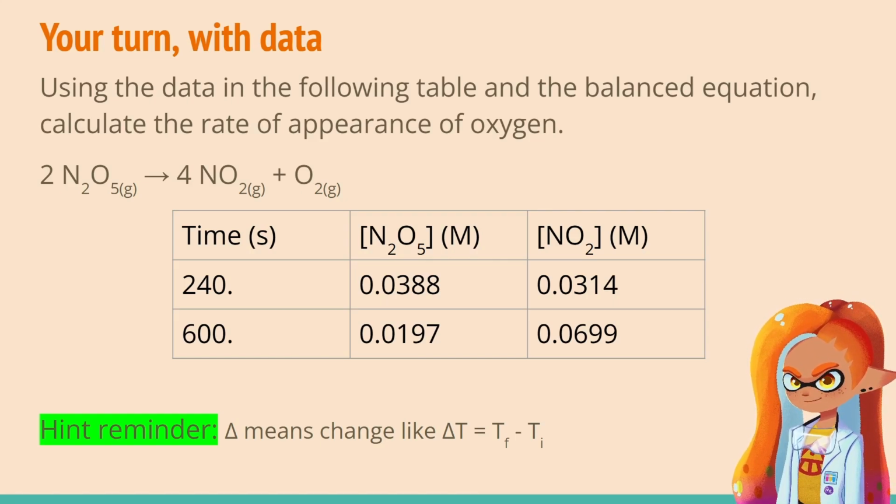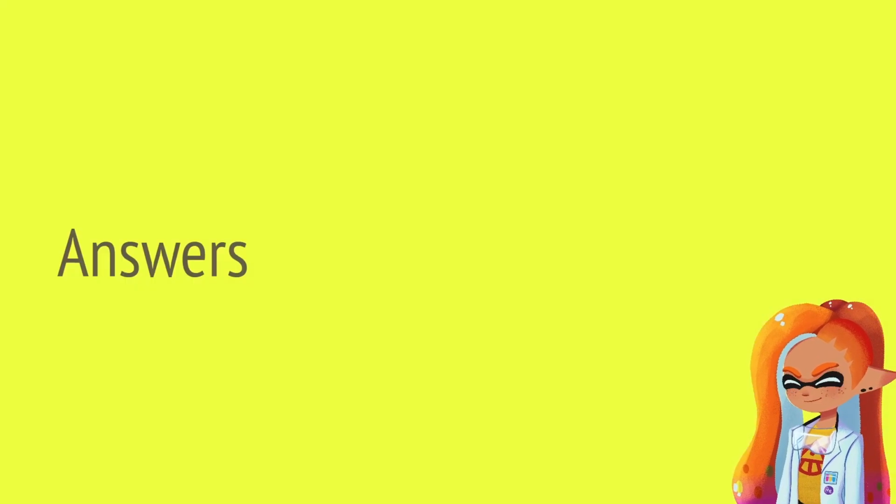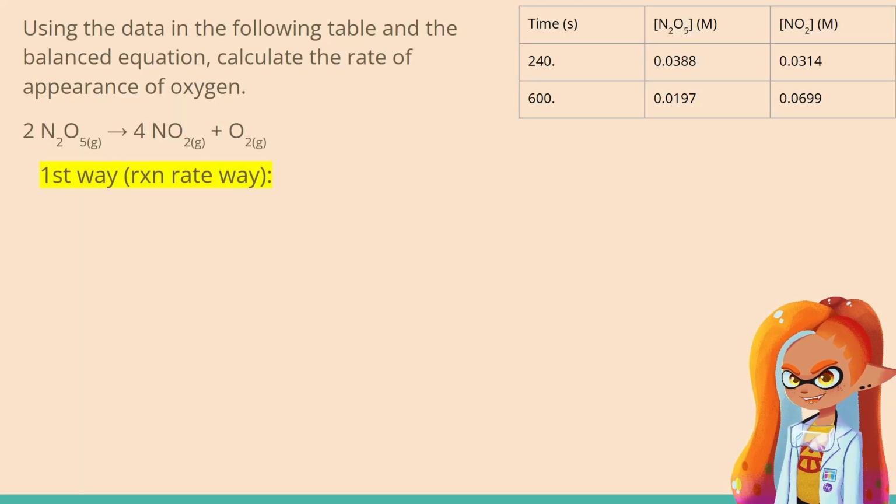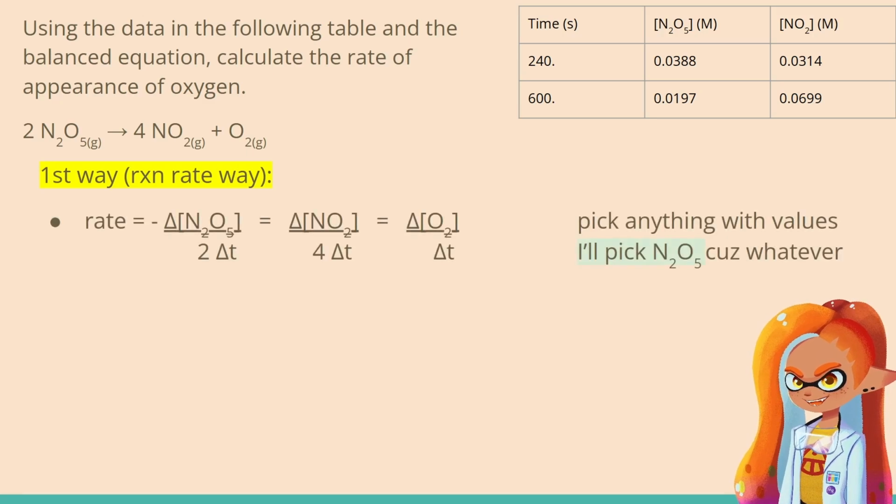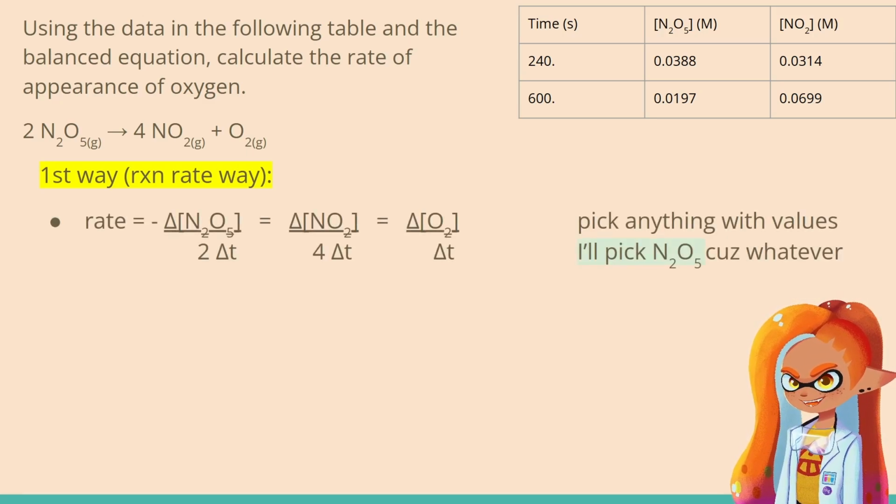Okay, so I'm going to go ahead and go over the answer now. So here we go. The first way, you could just do it the reaction rate way. So, reminder that everything is equal to each other. Here I show that they're all equal. And then I picked N2O5, but it doesn't matter which one you use because they're all equal.